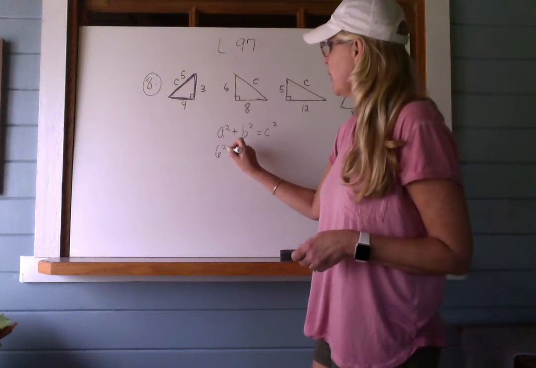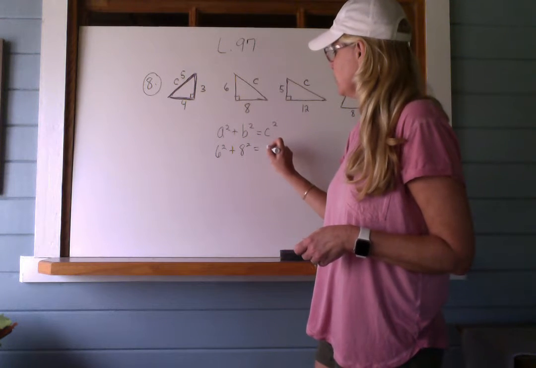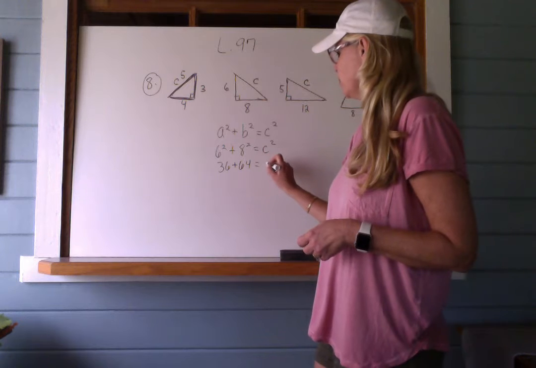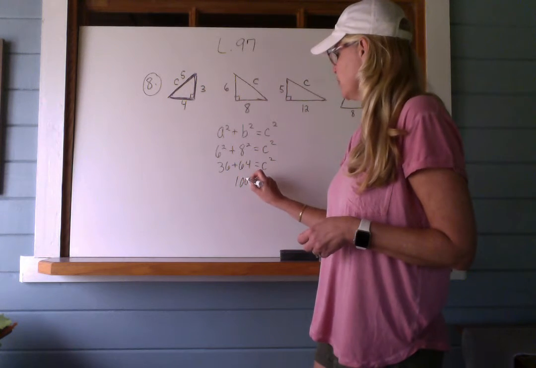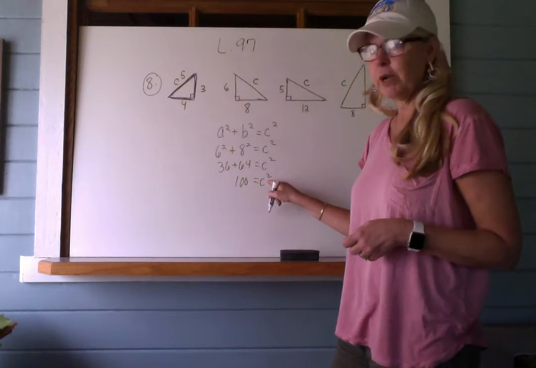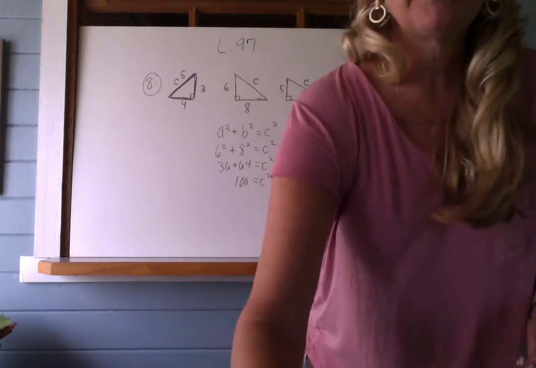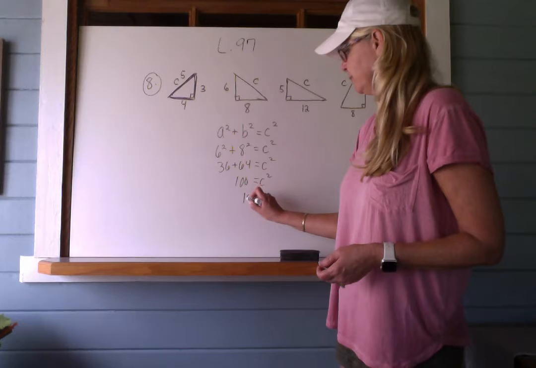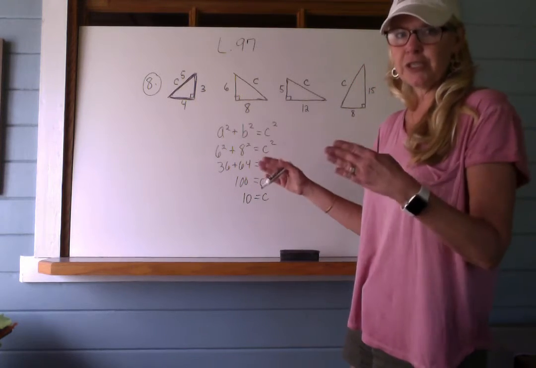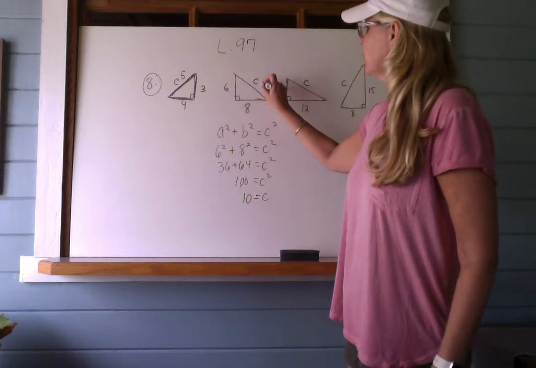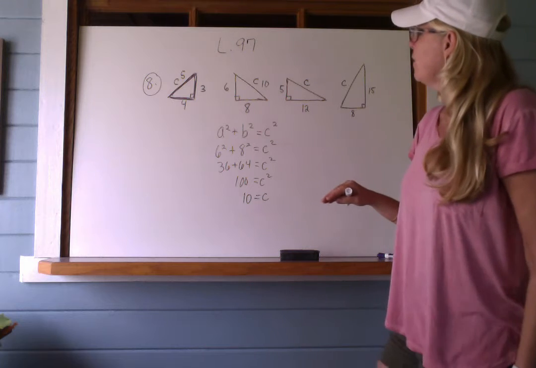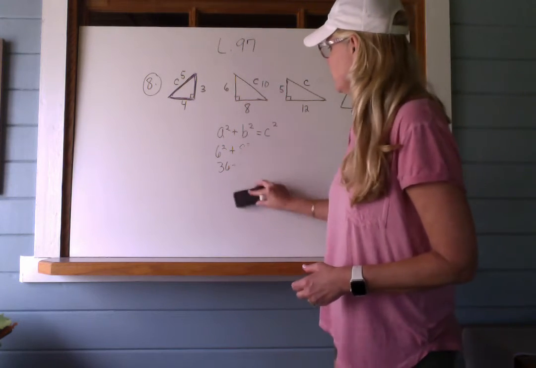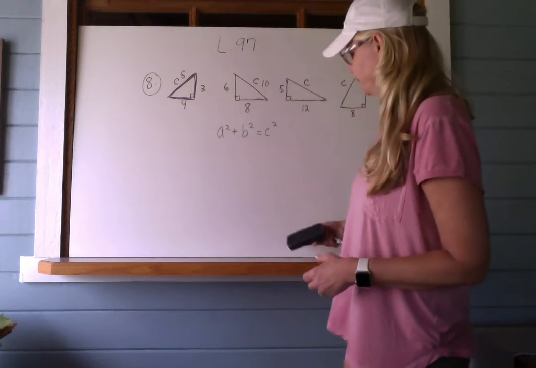So 6 squared plus 8 squared equals c squared. 36 plus 64 equals c squared. 100 equals c squared. Get rid of that square, so we'll take the square root of 100, which is 10. Okay, not plus or minus 10, just 10 because it's units. Okay, the distance. All right, so let's go ahead and erase this, and we'll do letter C.